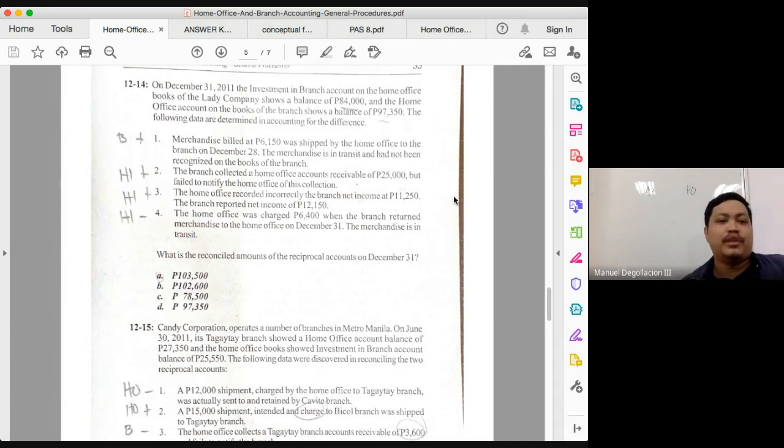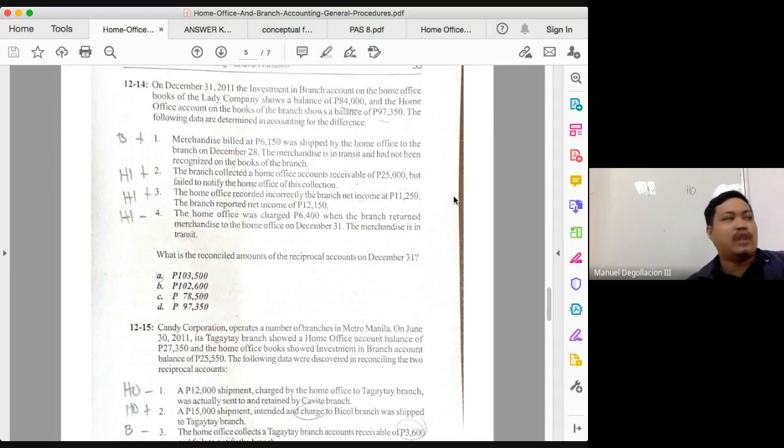So would it be reasonable for us to expect the home office to have accounted for this transaction already? Yes. But obviously, between the home office and the branch, it is the branch that failed to prepare an entry, because normally the receipt of the goods would be the trigger point for the preparation of your entry. And besides, the problem has expressly stated that the transaction had not been recognized on the books of the branch. Let's focus first on the home office books. What entry was prepared by the home office?